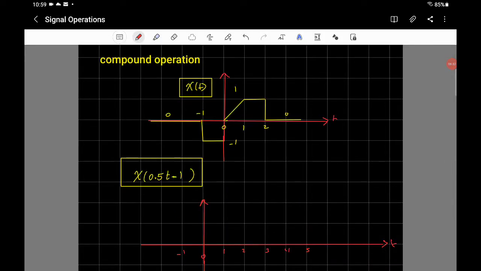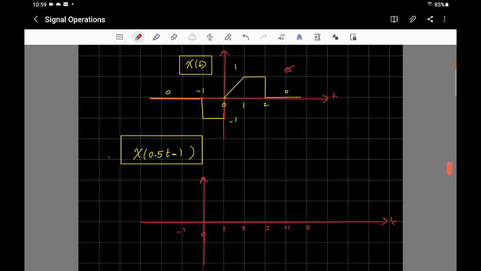Okay, now let's have a compound operation. It involves more than one operation. Given x of t, a continuous time signal shown in this graph, it's required to find x of 0.5t minus 1. So this signal has two operations. 0.5 will be expansion, and negative 1 is time shifting towards the right.